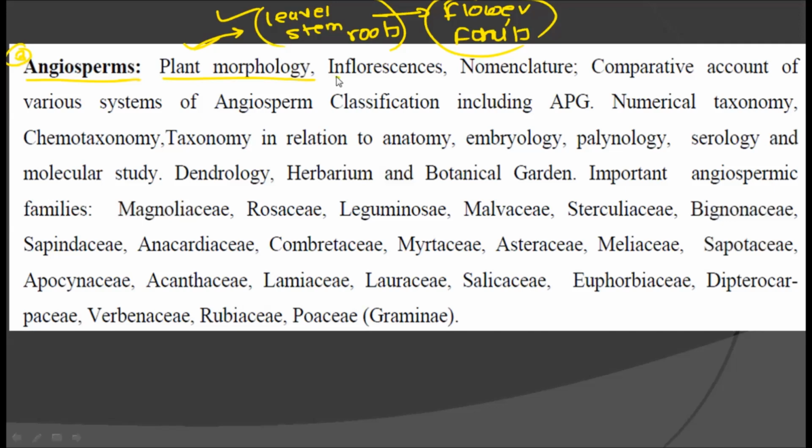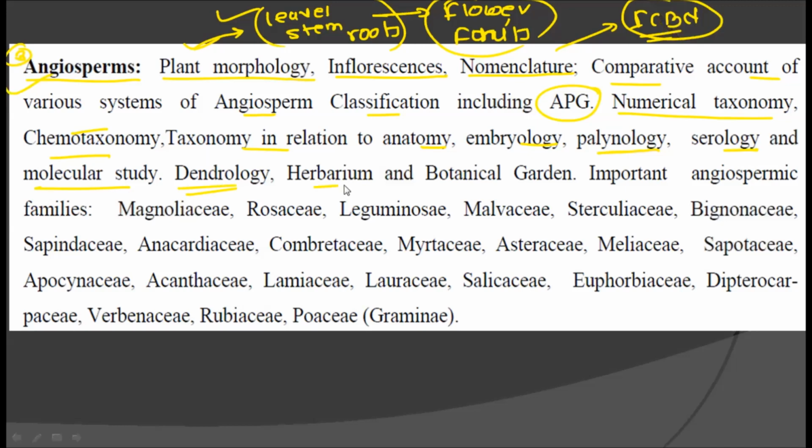angiospermic plants. Then you have to study the inflorescence in angiosperms, then their nomenclature, that is the ICBN, the International Code of Botanical Nomenclature. You have to study this topic in very detail. And then a comparative account of the various systems of angiospermic classification, including APG. Then you have to focus on numerical taxonomy, chemotaxonomy, taxonomy in relation to anatomy, embryology, palynology, serology, and the molecular study of angiosperms. Independent topics like dendrology, herbarium, and botanical gardens are also given. So all these generalized topics you have to cover as well.